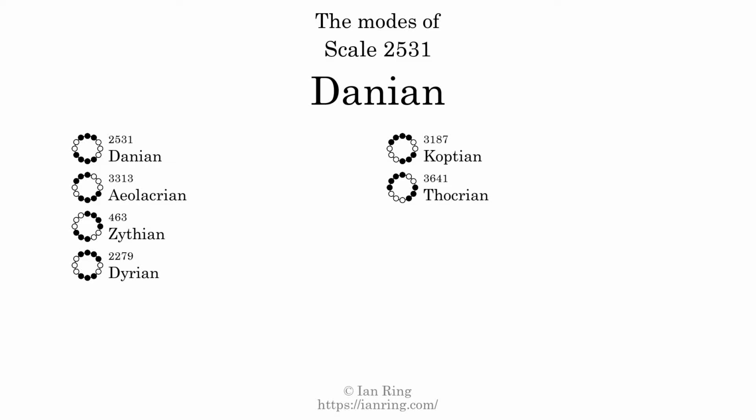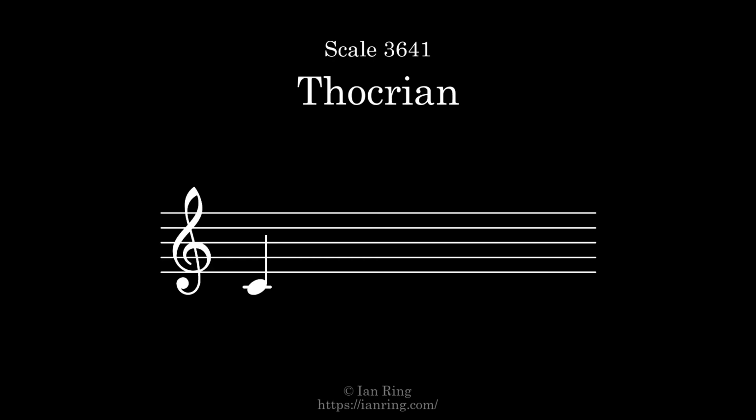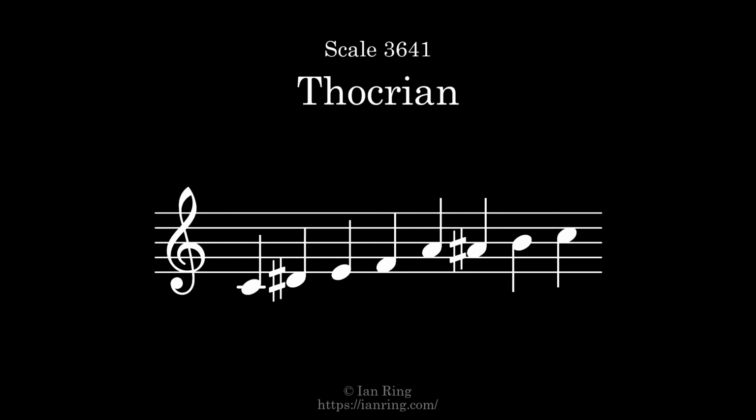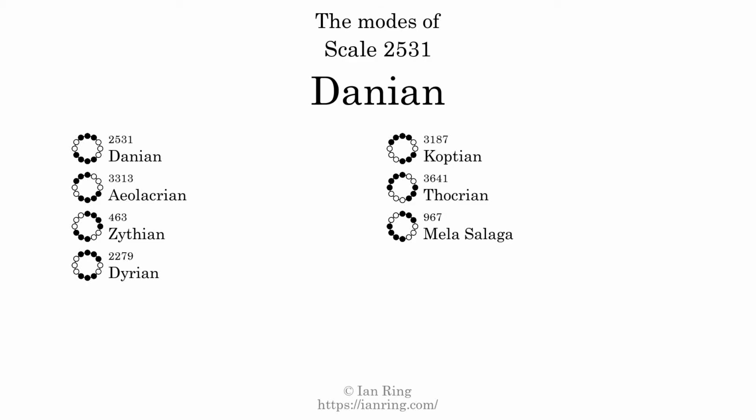The sixth mode is scale 3641, also known as Thokrian. It sounds like this. The seventh and last mode is scale 967, also known as Mila Saliga. It sounds like this.